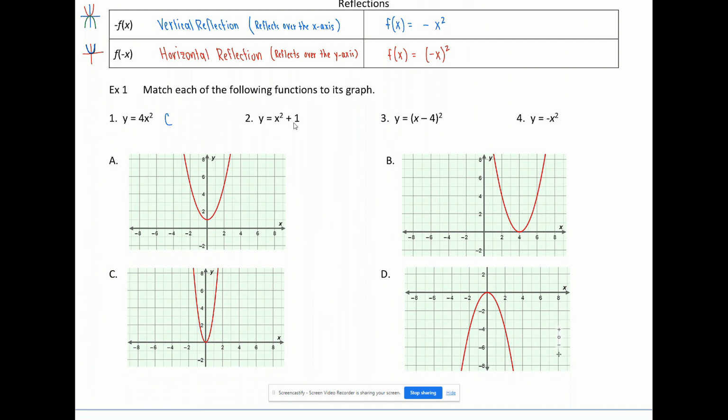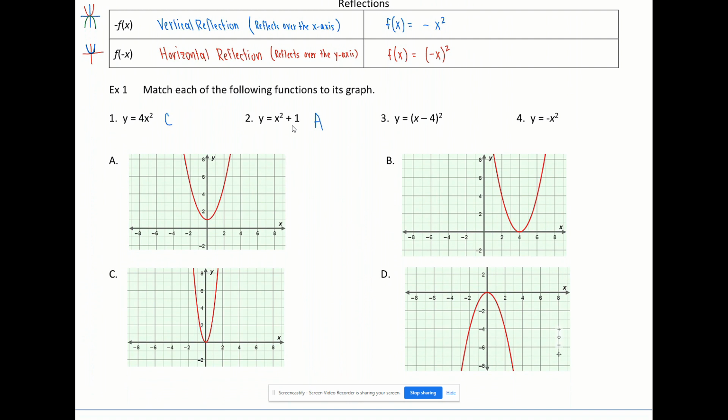Okay, look at 2. What's the only transformation that occurred here? Well, I added one where? Outside. That's a vertical shift. And remember, vertical is what it is. So this thing shifted up 1. Which one shifted up 1? A.